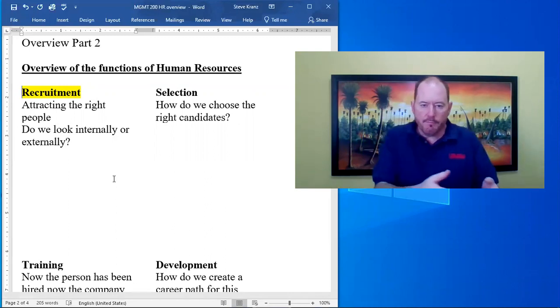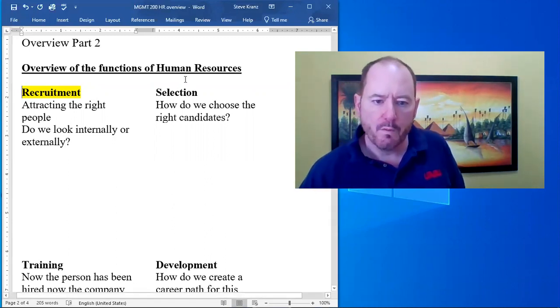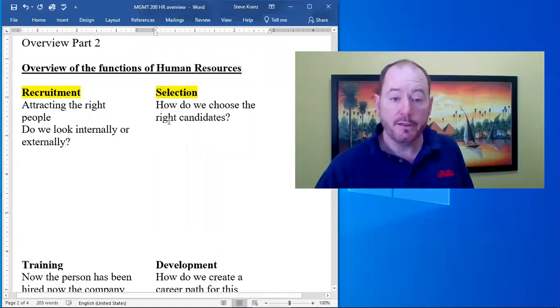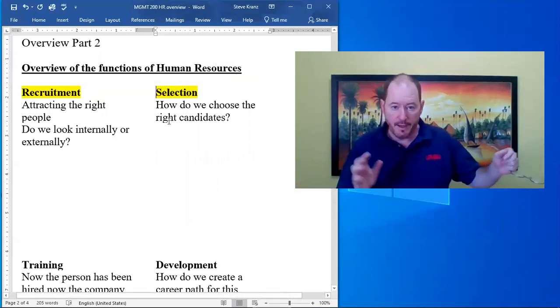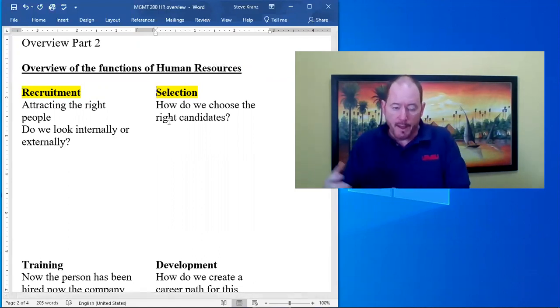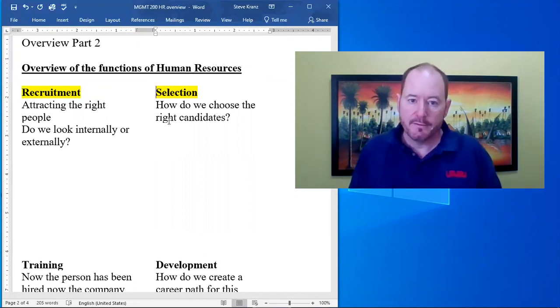Selection is, of the pool of candidates, of the people who have applied, how do we choose the right person? So selection is definitely different than recruitment. Okay, you recruit good people, you want good people to work for you, and then of those people who want to work for you, you then have to do selection.